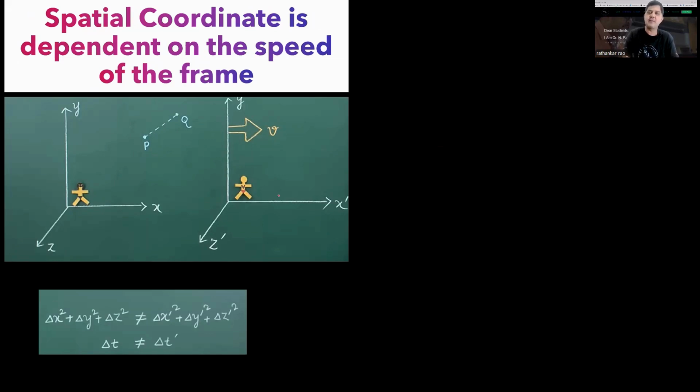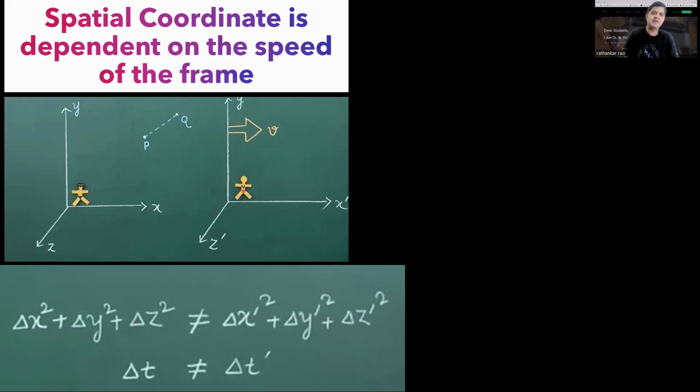If I consider x prime, y prime, z prime as the coordinates of these points from the moving frame of reference, then delta x dash square plus delta y dash square plus delta z dash square will not be equal to delta x square plus delta y square plus delta z square. What is this? This is nothing but the Pythagorean theorem applied in 3 dimensions, right? So this is also the Pythagorean theorem applied in 3 dimensions.